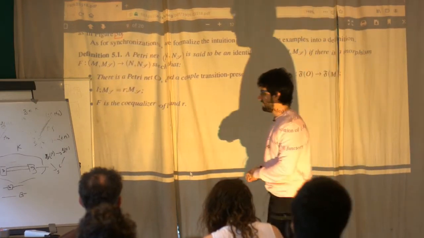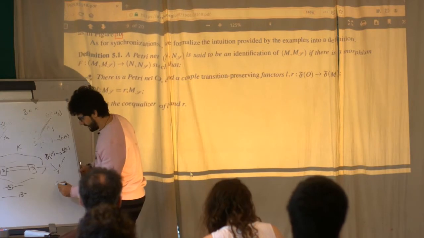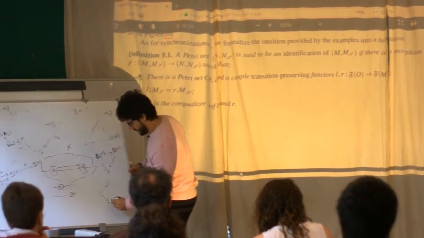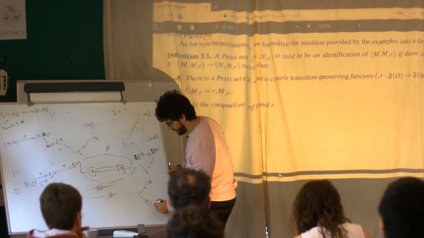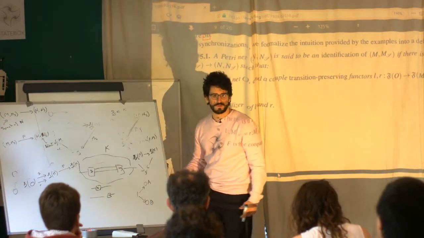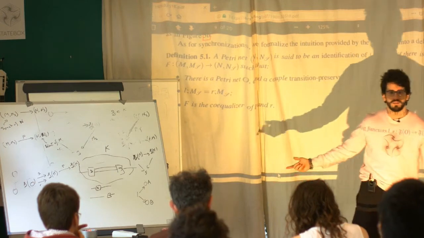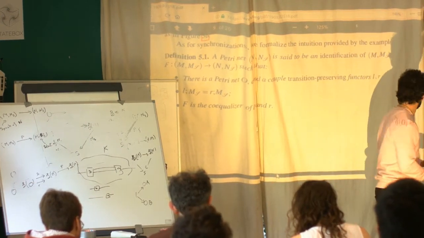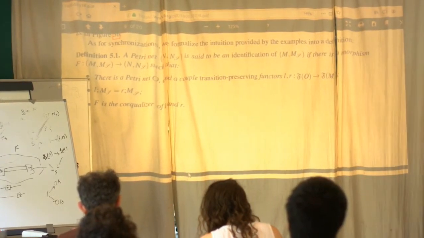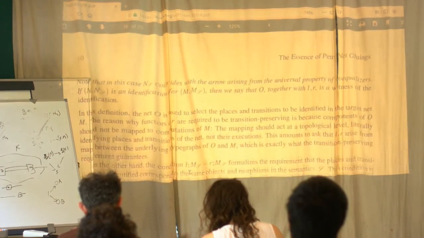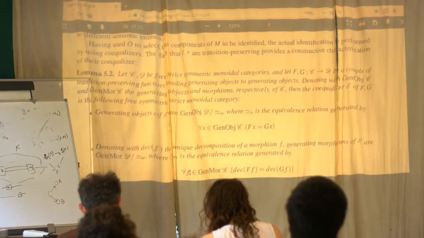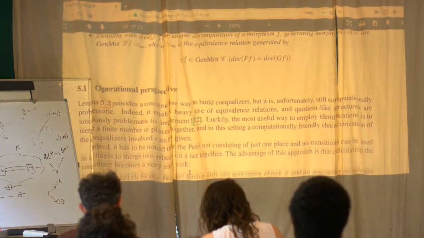And this condition is basically saying that you identify only things that go to the same thing in the semantics. If I have something like this, and this place goes to A, and this place goes to B, and A is different from B, then you can't identify them, because it doesn't make any sense in this framework to identify things that go into different things in the semantics. And yeah, that's basically it.